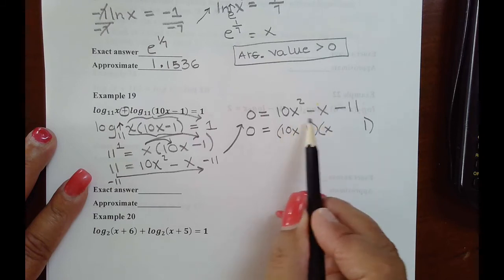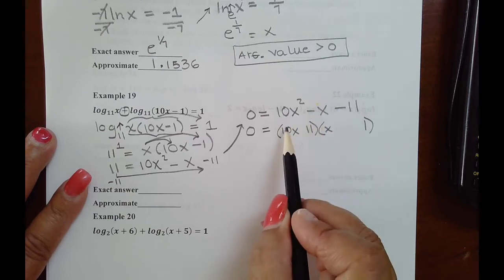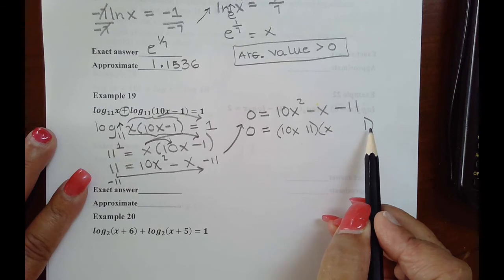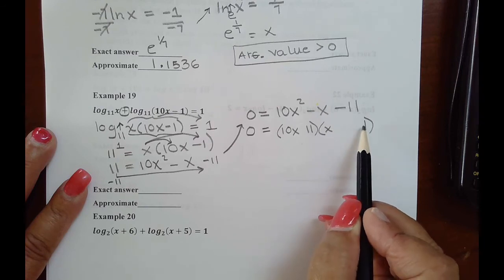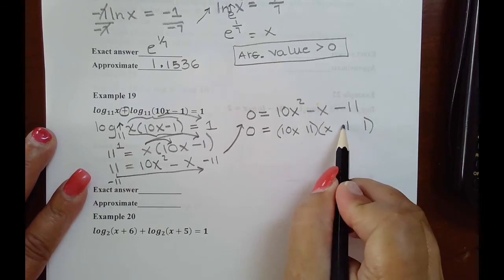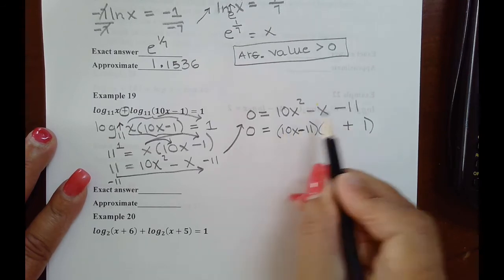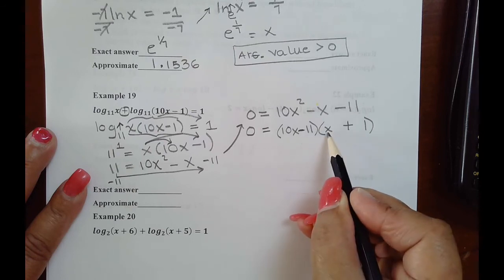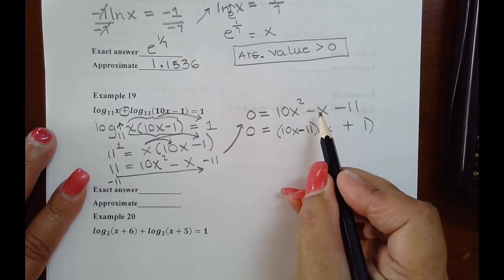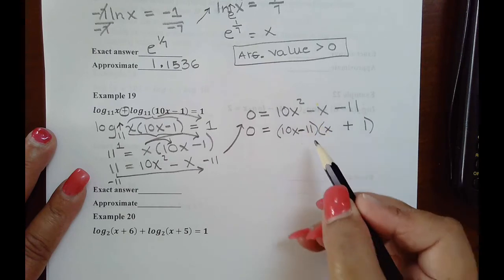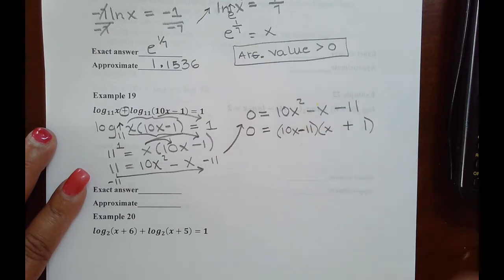10x times x would be 10x squared. That would get you that. And then 10x times 1 would be positive 10x if we put a positive back here. But if we put a negative here, we'd have 11x. So positive 10x minus 11x would give us the proper sign on our middle term, and it would give us a negative 11 back there.